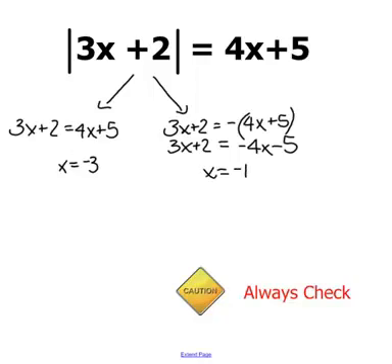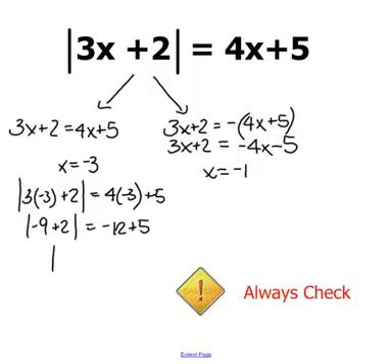I have to check. When I check this, I get 3 times negative 3 plus 2 equals 4 times negative 3 plus 5. Well, I'm going to get the absolute value of negative 7 equals negative 7. No, not happening. So what do we write here? We write reject. You need to show this. You need to show that it is a rejected answer. If you just don't write it at all because you know it's not going to work out, you're going to lose credit. You have to show an algebraic solution that shows why you are rejecting it.